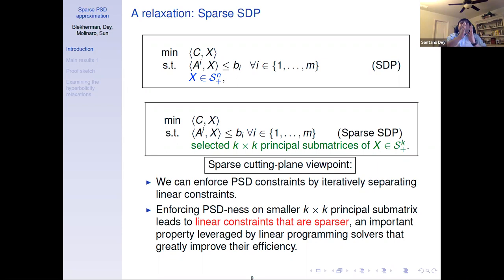You can think of taking the outer product of these eigenvectors. You get these rank one matrices such that the trace product between this rank one matrix and your current X should be less than zero. But for any PSD matrix X, it trivially has to be greater than or equal to zero. So you can cut off your current infeasible X, the X which is feasible to your LP constraints but not to your PSD constraint. This cut is a linear inequality. Resolve the LP and repeat.